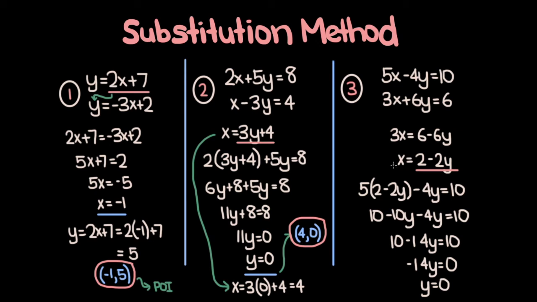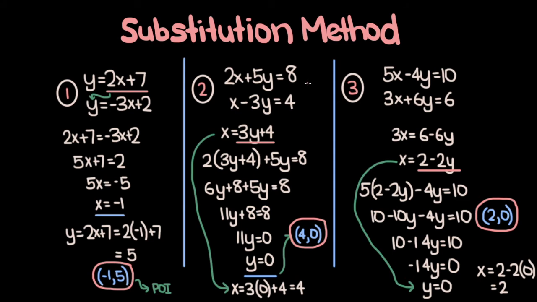Now, we need to find the corresponding value of x, so we're going to use our substitution once again. We know that x is equal to 2 minus 2y, so when y is 0, x is 2 minus 2 times 0, which is 2 minus 0, so 2. So the solution to this system of equations is 2, 0.